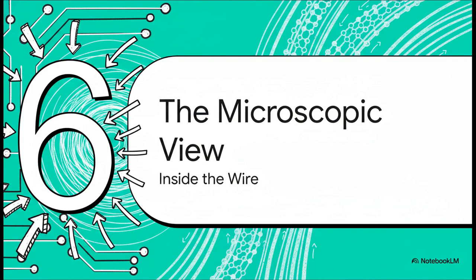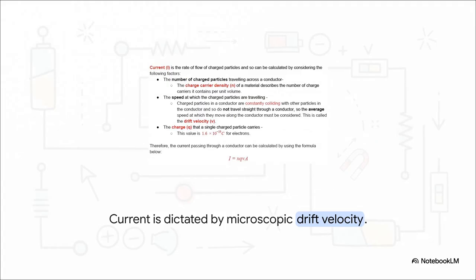Section 6. The microscopic view. For our grand finale, zooming all the way in, we're transitioning our perspective from the abstract diagrams of a circuit board down into the atomic lattice of the physical wire itself. This brings us to the drift velocity equation, and honestly, it's spectacular.